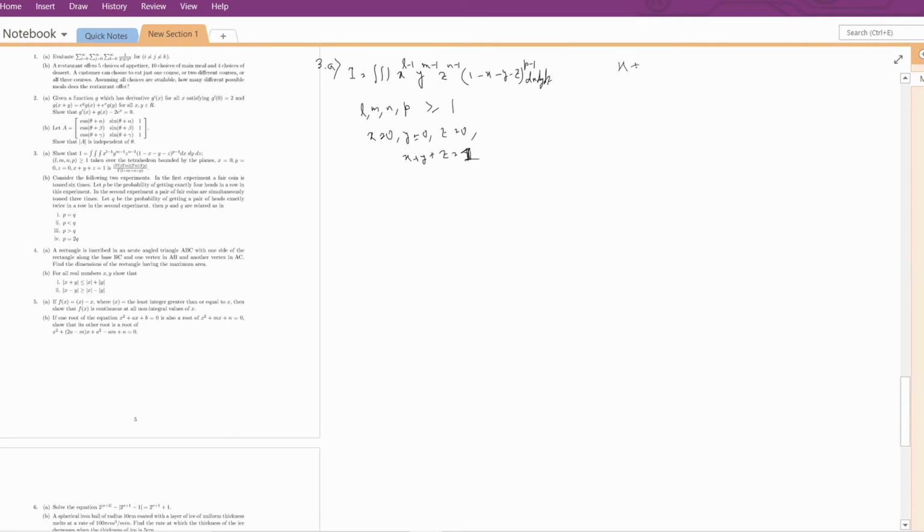Let x plus y plus z equal to u, x plus y equal to uv and x equal to uvw. Then we have y equal to uv minus x, x is uvw, so it is uv into 1 minus w, and z is equal to u minus x plus y which is uv, so it is u into 1 minus v, and after this transformation the limits of uvw will all go from 0 to 1.